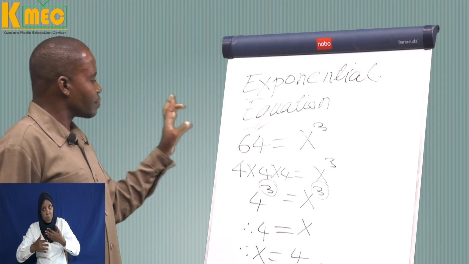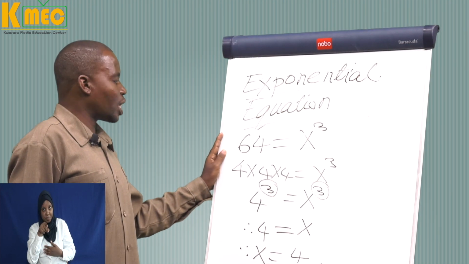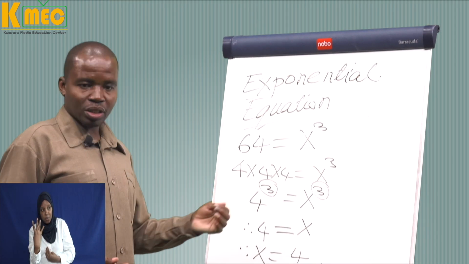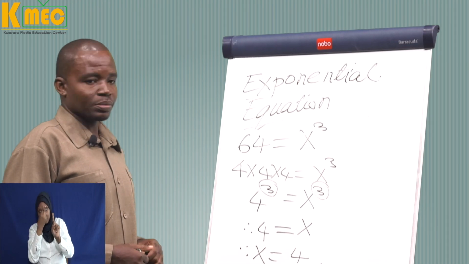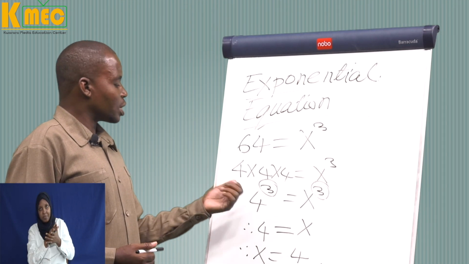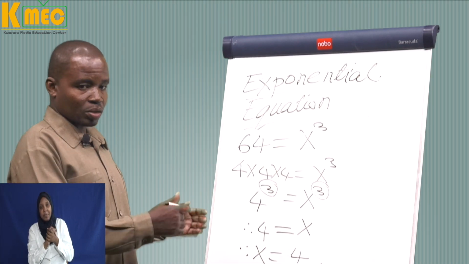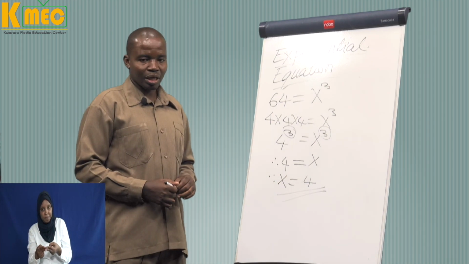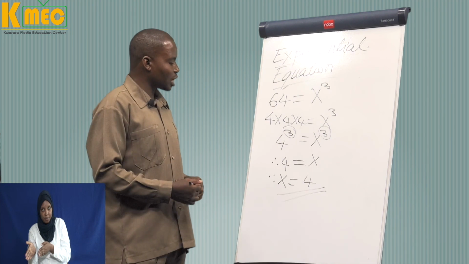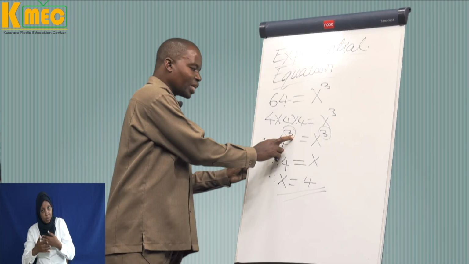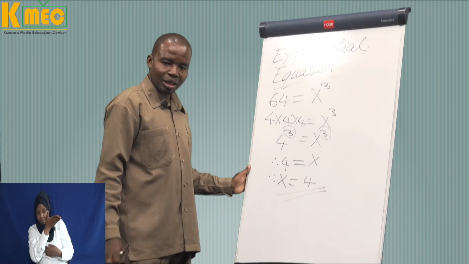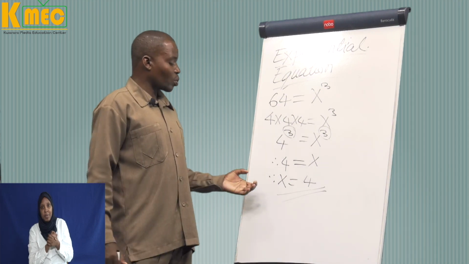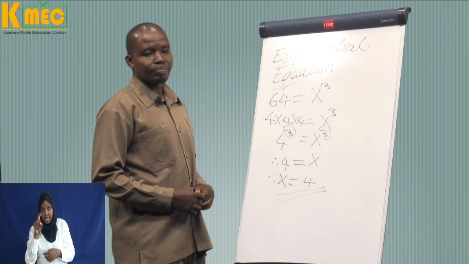To solve this equation, 64 is equal to x cubed, we write 64 in exponential form. It is equal to 4 times 4 times 4, and then 64 is equal to 4 cubed. This is on the left hand side. And on the other side, there is x exponent 3. When we compare the two sides of the equation, we find that exponents are equal. Both exponents are 3. If the exponents are equal, then the bases should also be equal. Therefore, we conclude that x is equal to 4.